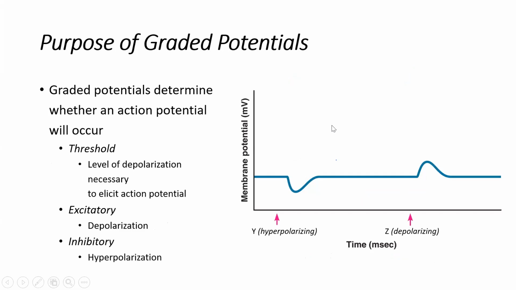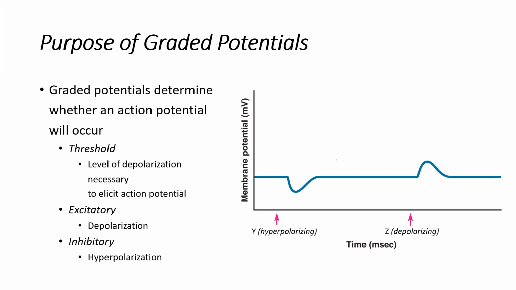And so we don't fire an action potential. Now, the purpose of graded potentials is really to help us get to an action potential. So again, it's just a membrane potential change, but it can help us qualify to fire an action potential if we get to that threshold. If we get to that threshold value, which is negative 55, we are going to depolarize the neuron with enough of a magnitude that we can elicit an action potential.